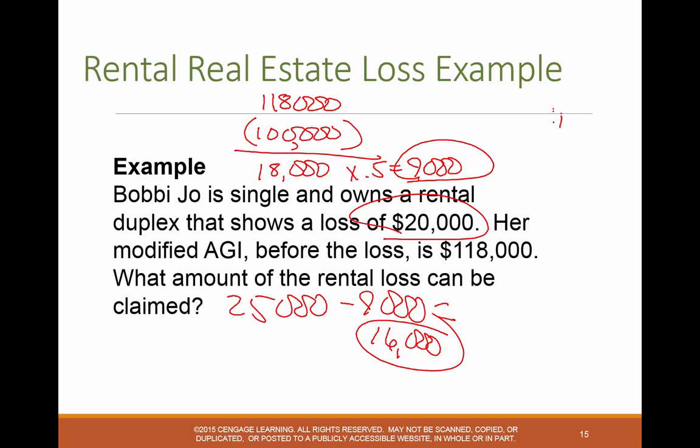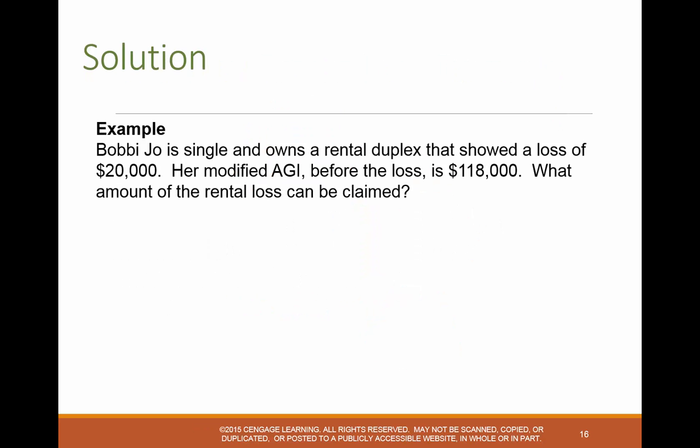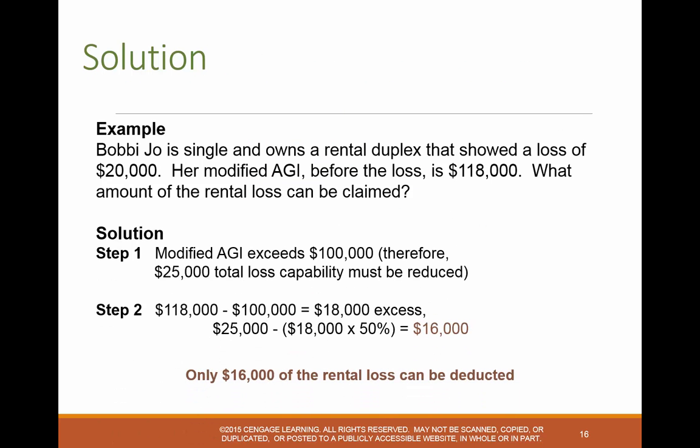Okay, ask me questions. So I've got about 3 people looking like, oh my goodness. This is always the math: 25 minus the number I just came up with. If this number is bigger than 20, you get 20. You're limited to this number. Jess, do you have a question? The $25,000 total loss capability must be reduced.